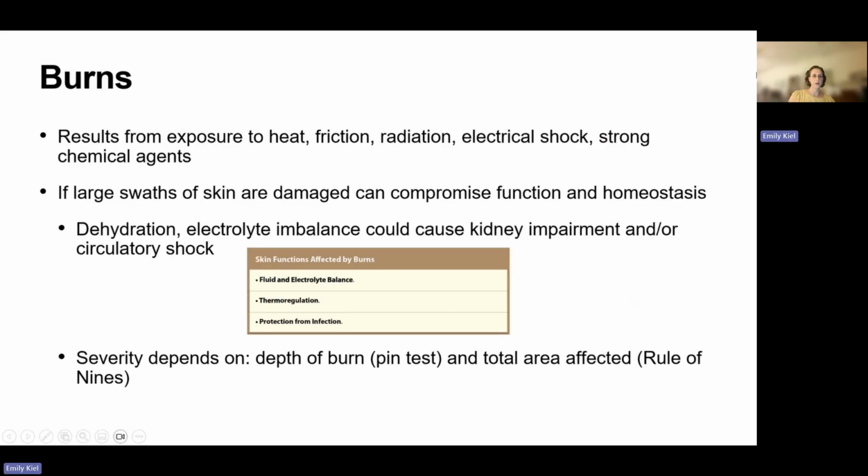So we'll talk a little bit about a clinical correlation in burns. These result from exposure to heat, to friction. I don't know if anyone's ever had a rug burn, but those can be pretty painful. Radiation is a big problem with people undergoing radiation therapy, though it is becoming less of a problem as technology develops. You can see burns with electrical shock or from strong chemical agents.